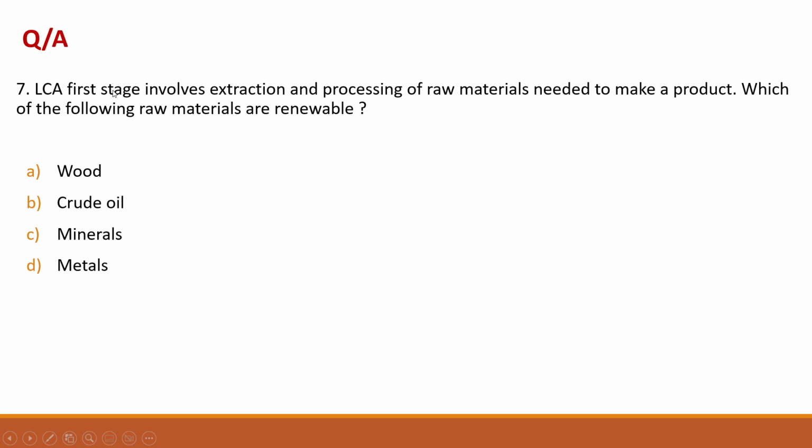Now the first stage of LCA involves extraction and processing of raw materials needed to make a product. Which of the following raw materials are renewable? I think this can be easily answered by all. Wood, crude oil, minerals, or metals? So which among these is relatively renewable?